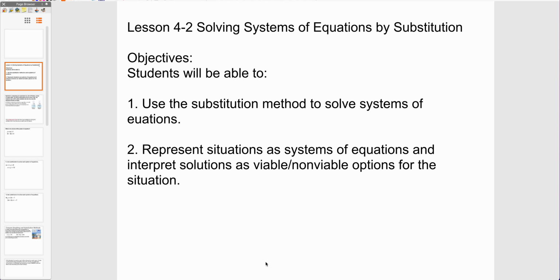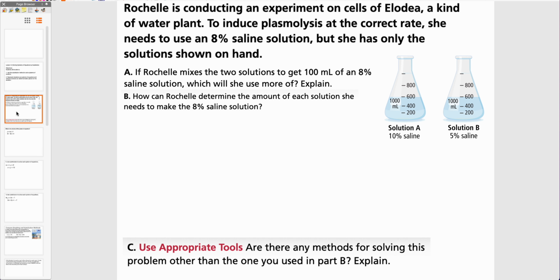So there's objectives for today. We're gonna do those things. Here's our warm-up. Rochelle is conducting an experiment on cells of Elodea, a kind of water plant, to induce plasmolysis. To induce plasmolysis at the correct rate, she needs to use an 8% saline solution, but she has only the solutions shown.